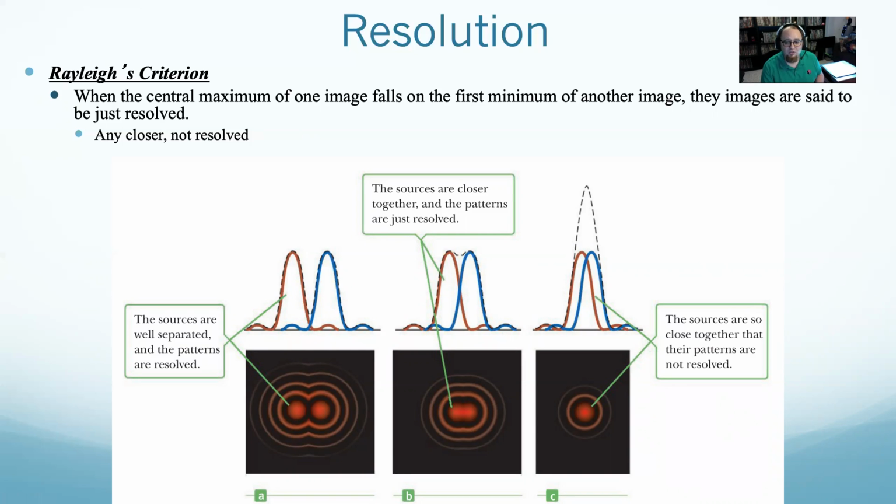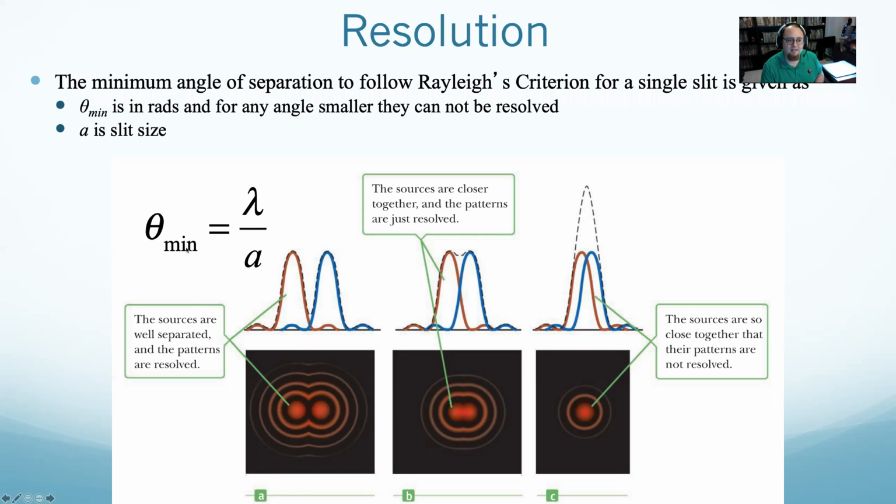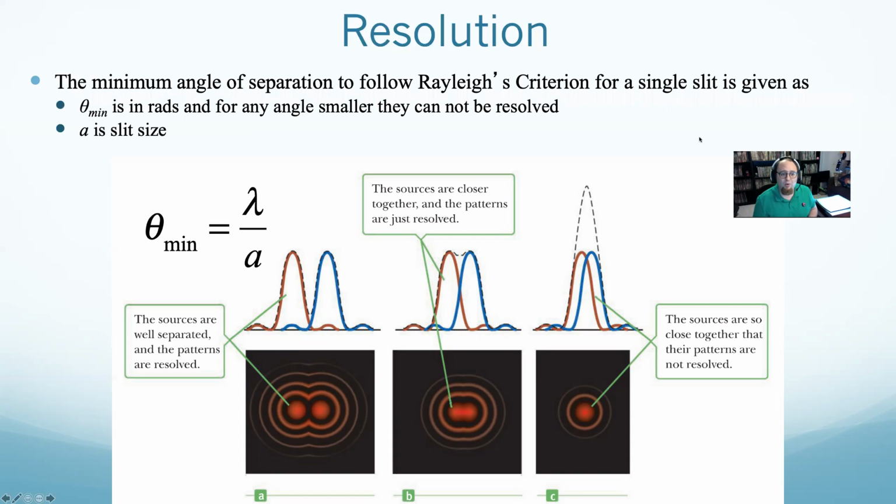Anytime they're closer, we can't tell them apart. If they start just overlapping, you just see some weird oval thing in between. If they overlap fully, you just see this one object and not the two separate objects it is. And this will happen. The minimum angle in radians for something to be coming through a device will be given as the wavelength of light over A, where A is the size of the slit, aka the size of the aperture.